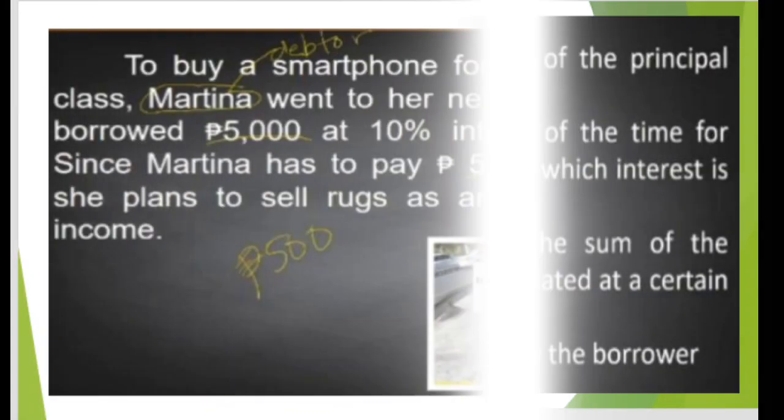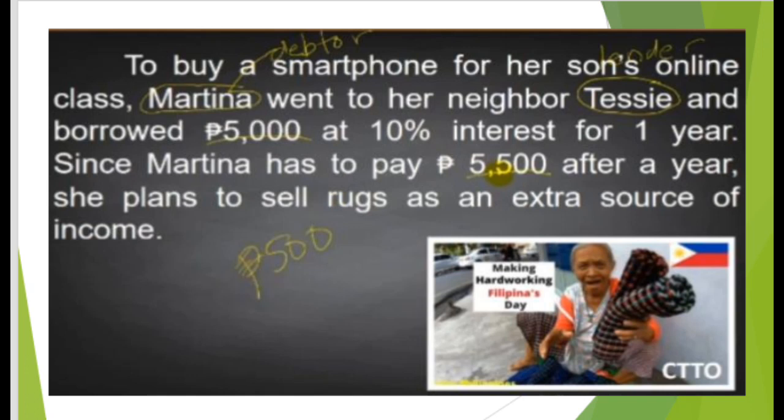The debtor or maker is the person who borrows the money for any purpose. So, in this situation, Martina is the debtor or the maker. The lender is the person or institution which loans the money. In this case, it's a person. So, Tessie here is called the lender.